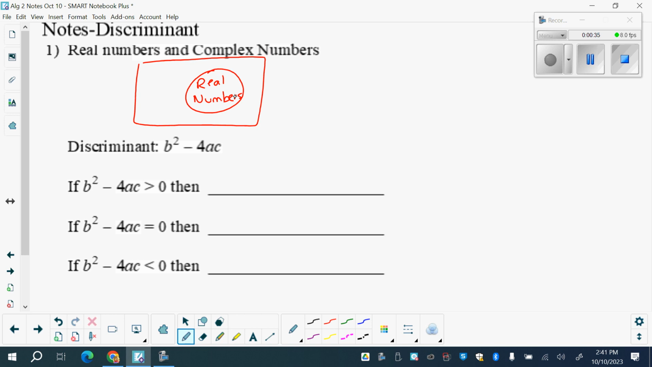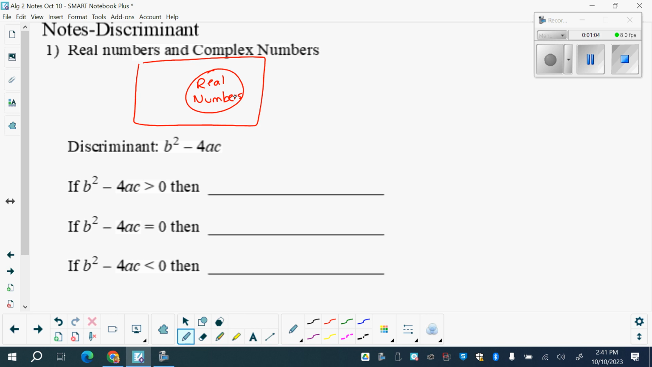What's an example of a real number? 1. 1 is an example. Anything else? -7. So what other numbers might we have? All whole numbers are in there. Yes, decimals. Any decimal is in there. Any fraction is in there. So really, all the numbers that you knew about until you came into this class.